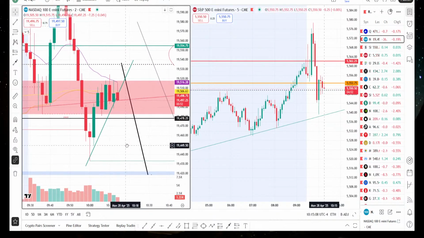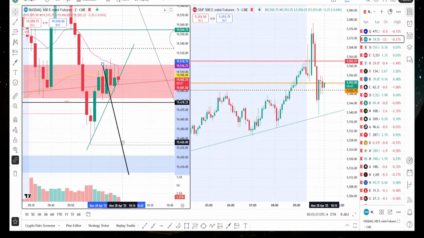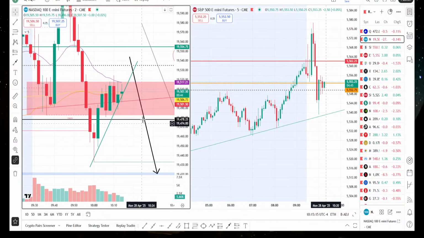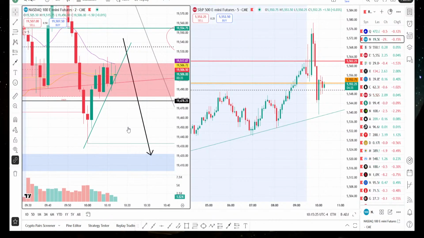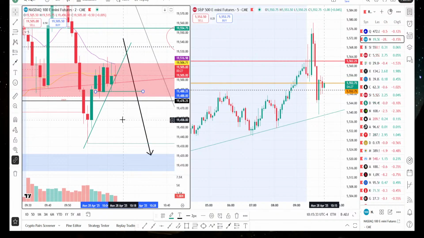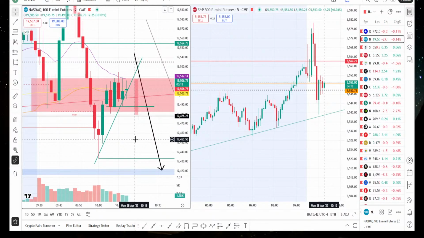There it is. Fire facility in here. So we're creating these minor levels of support here. You can see we've got this minor level of support here. Looking for us to close below that. If we can close below that, it's almost like a short move.